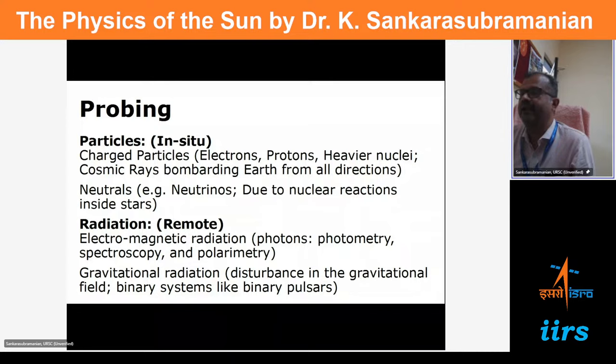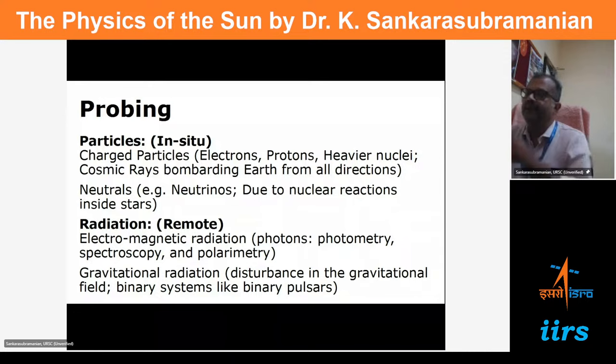And we also study them through photometry. Photometry refers to the flux received at different wavelength bands. That gives you some indications about the temperature of the star. And we also study them through spectroscopy, because it has a lot of atomic and molecular emission and absorption. We can talk about the temperature as well as the abundances of these elements, which is a critical input to the evolution of the star. And of course, polarimetry gives you many details about the stellar object itself.